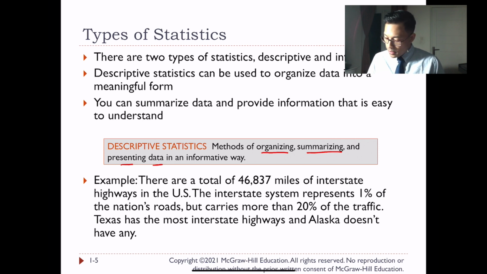So for example, there are 46,837 miles of interstate highway in the US, and the US interstate system represents 1% of the nation's roads, but carries more than 20% of the traffic. Texas has the most interstate highways, and Alaska doesn't have any. Well, this might seem a very trivial fact. This might seem like a fun fact to know.